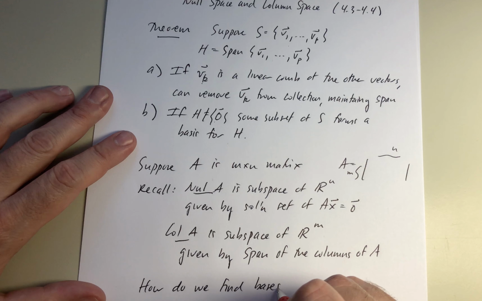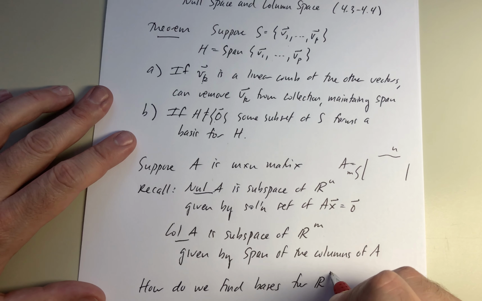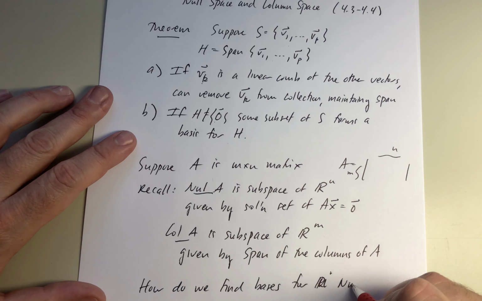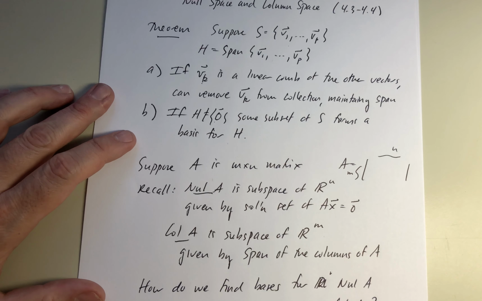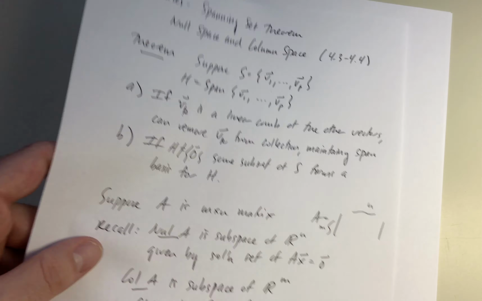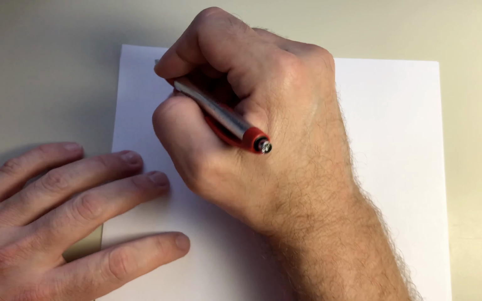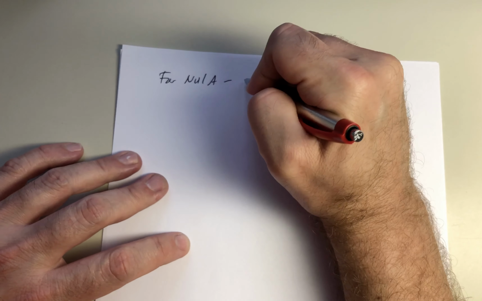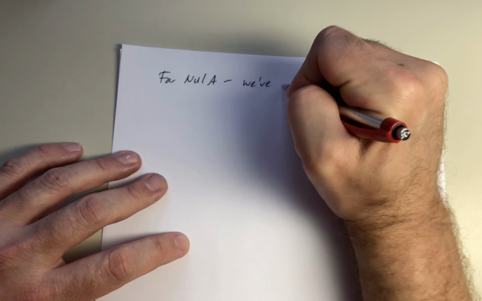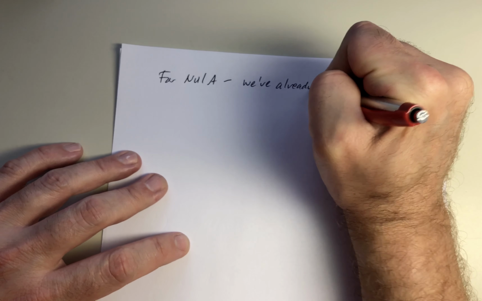But just the question now is, how do we find bases for null space A and column space A? So that's what we're going to talk about now. Now, the good news is that one of those we've already done. So for the null space of A, the short answer is we've done this already.